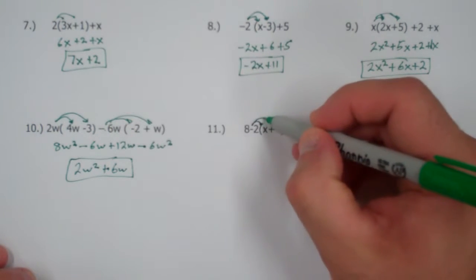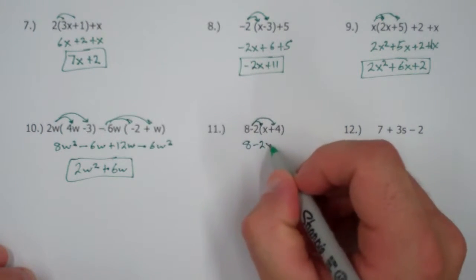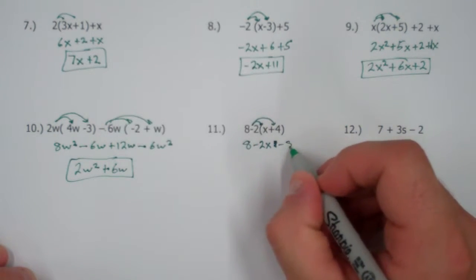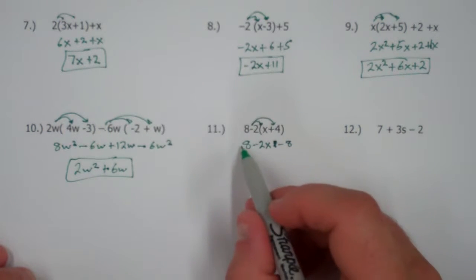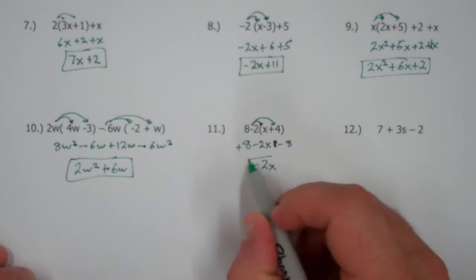Using the distributive property number 11, we'll have negative 2x, and then negative 2 times positive 4 is negative 8. We can combine the 8 and the negative 8, so a positive 8 and a negative 8, that's 0. And we're just left with negative 2x.